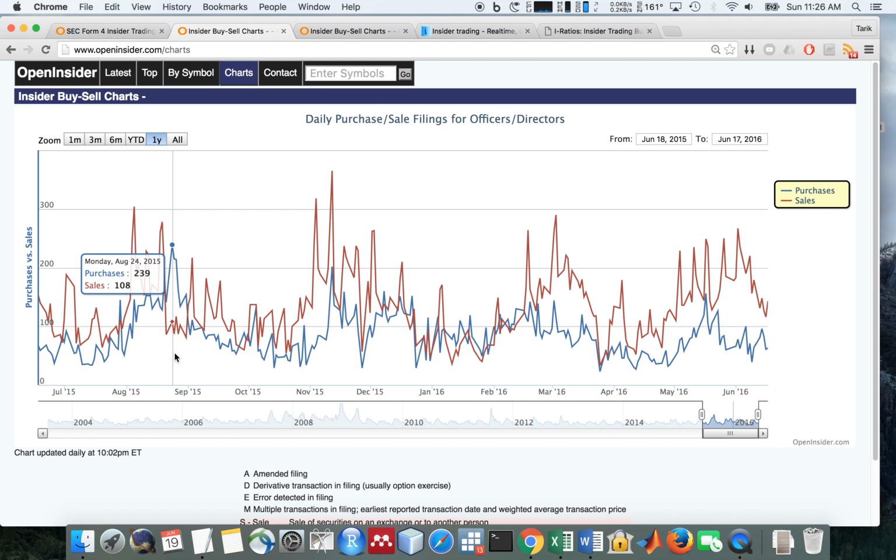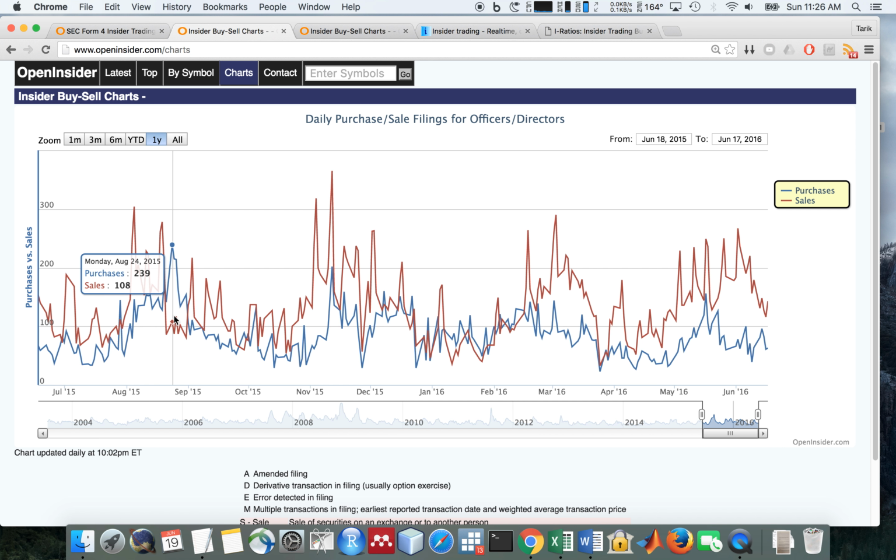So what I mean by aggregate is it's looking at the number of purchases in this case and the number of sales. So here, for example, for the day of August 24th, 2015, you have 239 insiders make a purchase, and you have 108 insiders who make a sale. And so for this chart, they're literally summing up how many buys and sells.